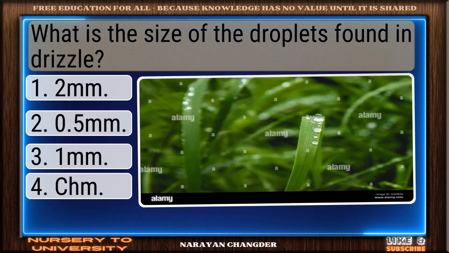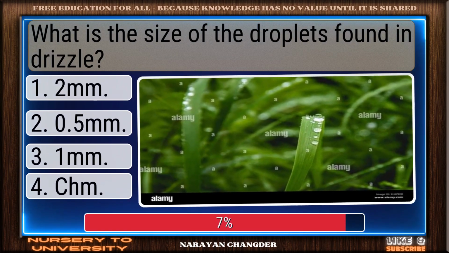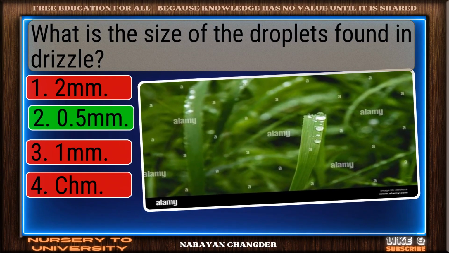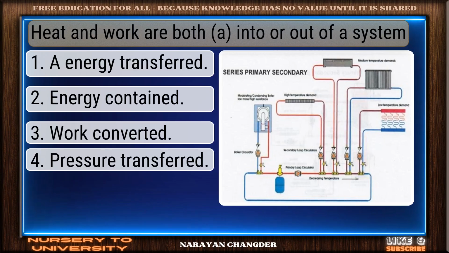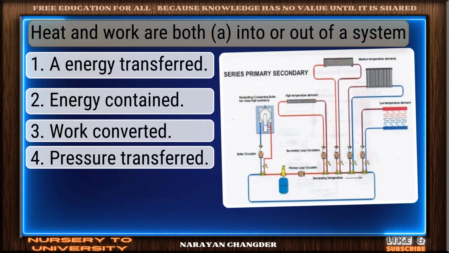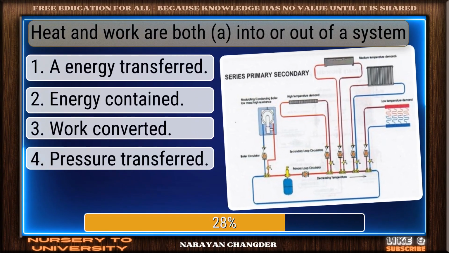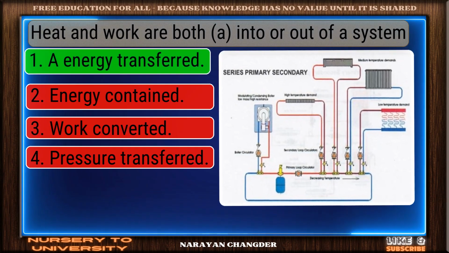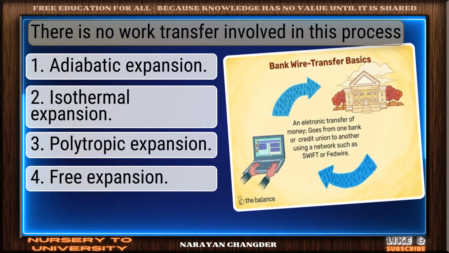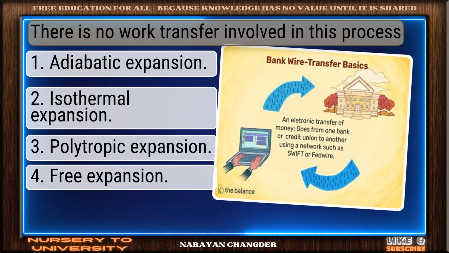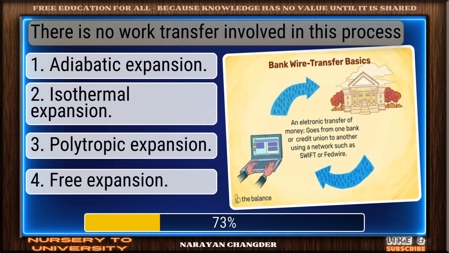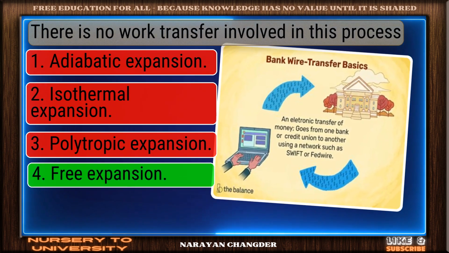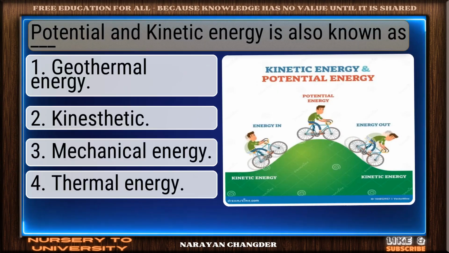What is the size of the droplets found in drizzle? Solid response, 0.5 mmHg is a valid choice. Heat and work are both into or out of a system. Bravo. A energy transferred is the answer. There is no work transfer involved in this process. Good job. Your answer-free expansion works well here.